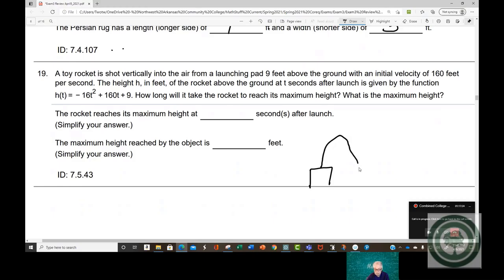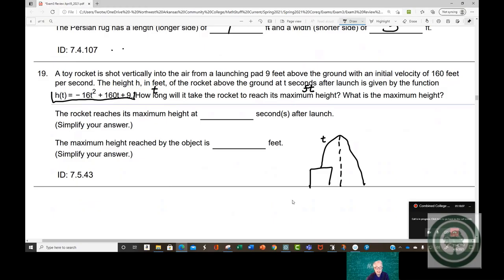A toy rocket is shot vertically into the air from a launching pad 9 feet above the ground. So, boom, crash. Here's the formula. How long will it take the rocket? How long means time. How long will it take the rocket to reach its maximum height? That's going to be feet, otherwise known as h of t.